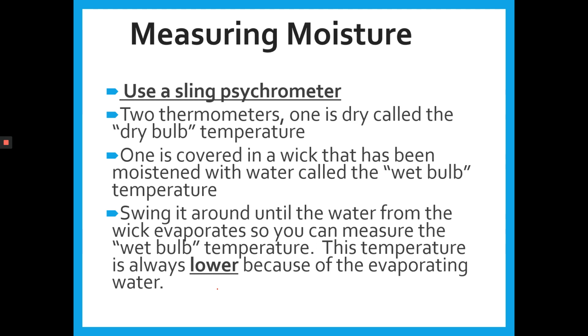So evaporation is a cooling process. The reason we sweat is because when that sweat evaporates from our skin, it actually cools our skin down. So when this water evaporates off of the thermometer, it cools the air around it, so it actually lowers the temperature of the thermometer.